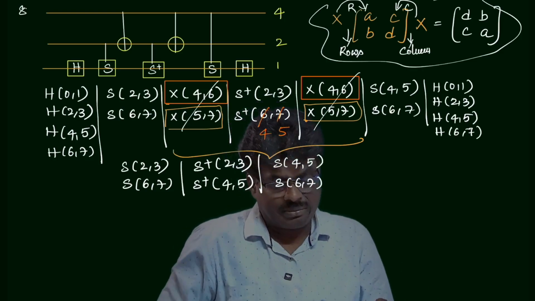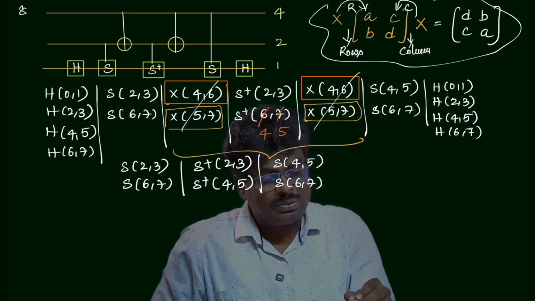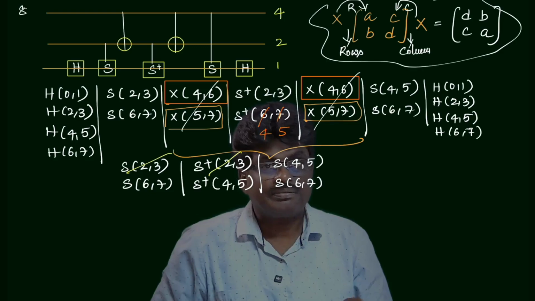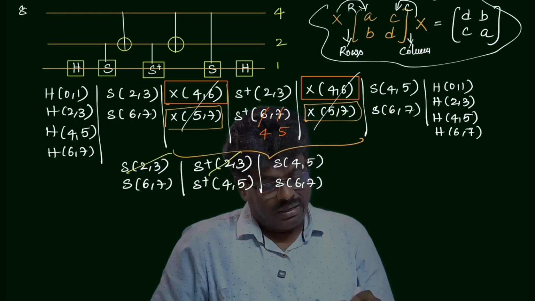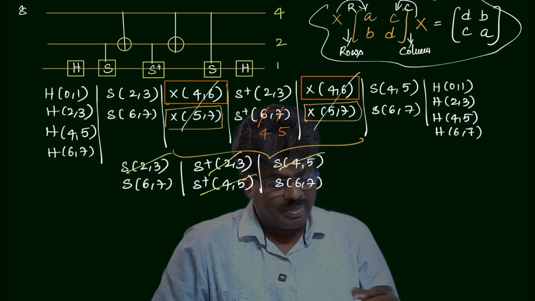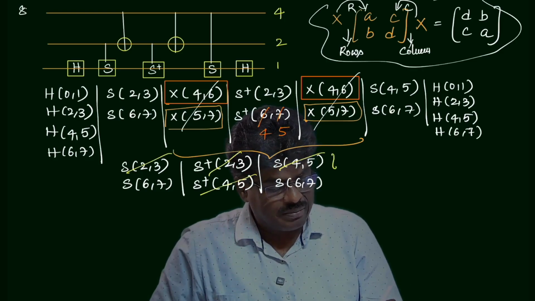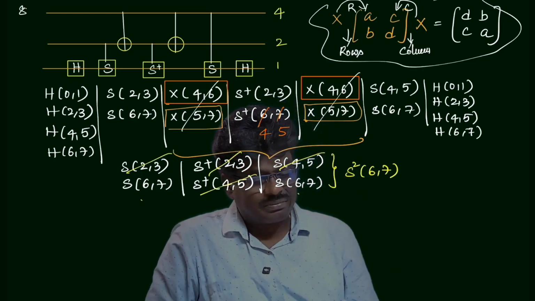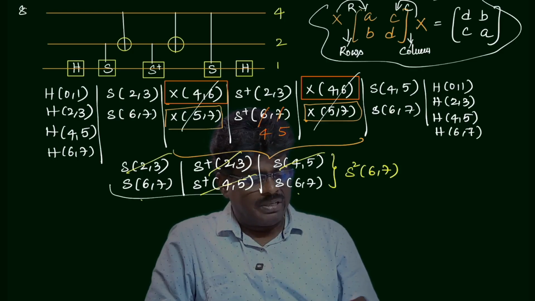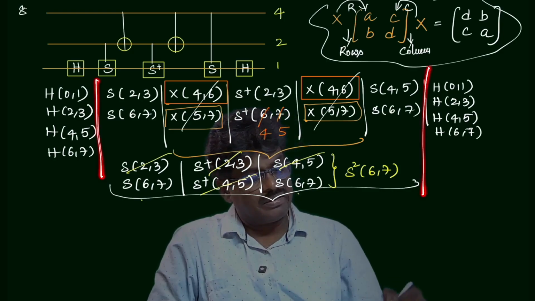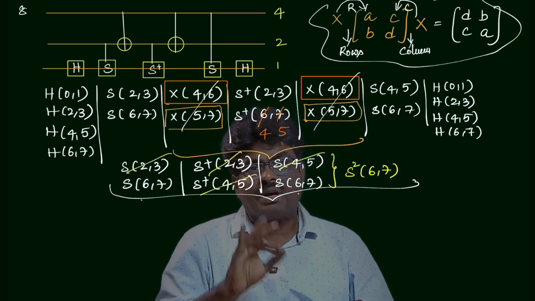Now please focus on this. Here this is S 2 comma 3 and this is S dagger 2 comma 3, that's why they cancel. Next, here S dagger 4 comma 5, here S of 4 comma 5, cancel. And finally we are left with S square 6 comma 7. Nice. Finally this entire operation from here to here is equivalent to S square 6 7.